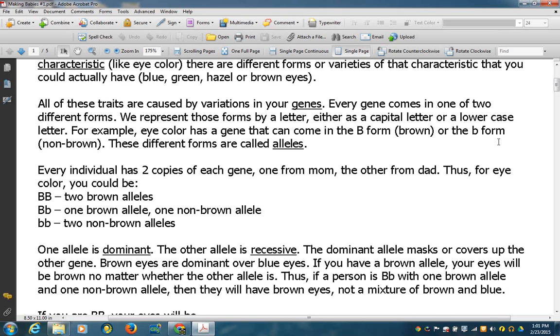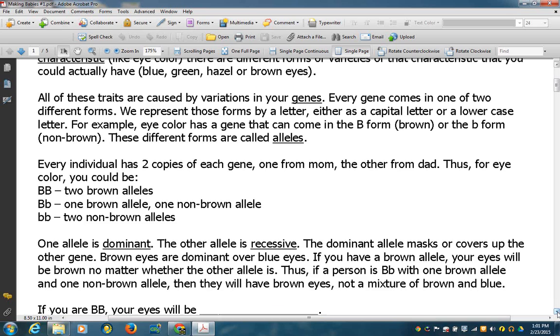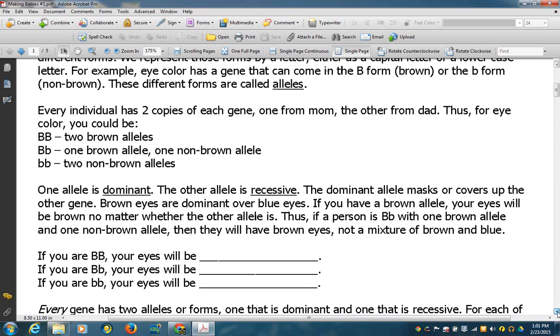One allele is dominant. The other is recessive. The dominant allele masks or covers up the other gene. Brown eyes are dominant to blue eyes. If you have a brown allele, your eyes will be brown no matter what the other allele is. Thus, a person with the capital B lowercase b has one brown allele and one non-brown allele, but not a mixture of brown and blue.